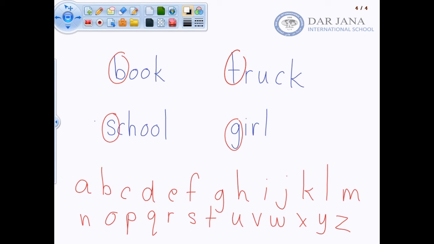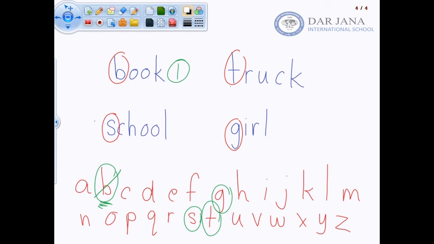So here we have B, we circle B. Then we've also circled T down here. Then we've circled S. Where's S? Here we go. And G. This is G. So which letter did we circle first? We circled B. So this book is number 1. So cross that one off.